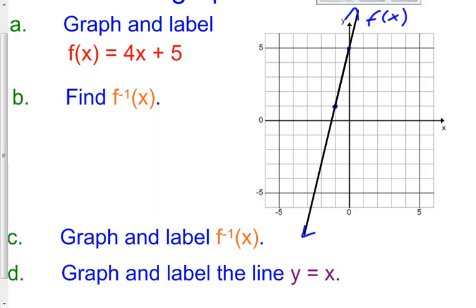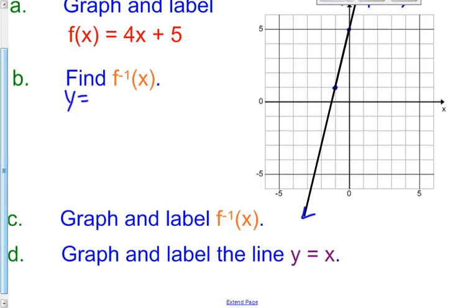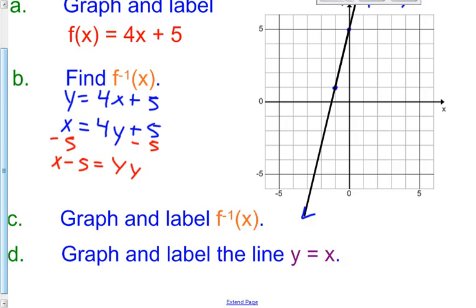Step number B, find the inverse function of x. So we have y equals 4x plus 5. To find the inverse, we're going to change around x and y. So now x equals 4y plus 5. And now we have to solve for y. So we're going to subtract 5. X minus 5 equals 4y. And then we're going to divide by 4.